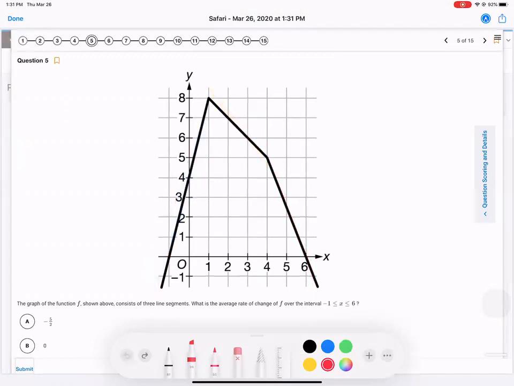What is the average rate of change of f from -1, starting at -1, to 6? Okay, average rate of change. So if I draw my slope line, sometimes we go up, sometimes we go down, but the average rate of change is 0. I haven't gone anywhere.